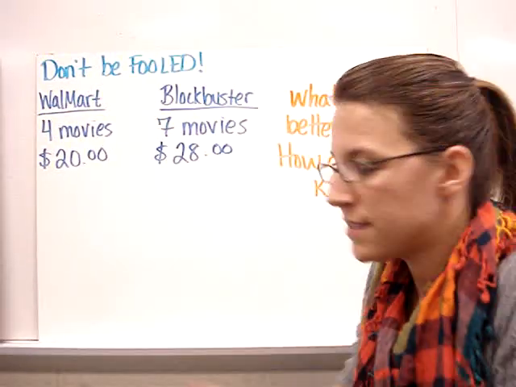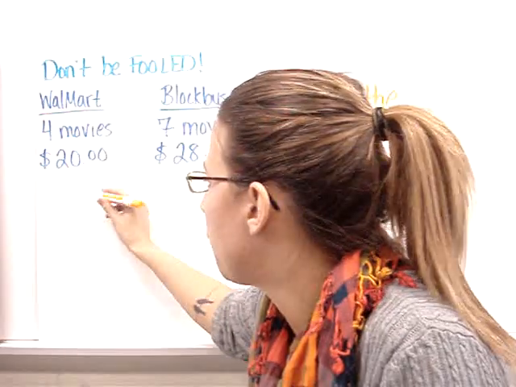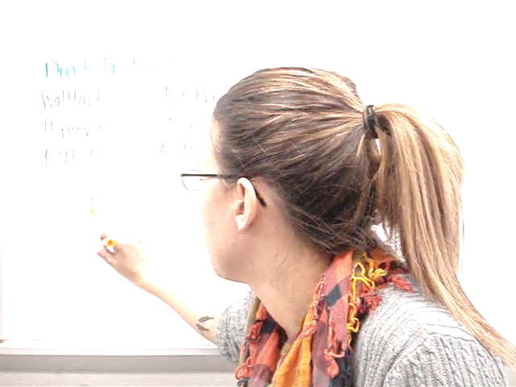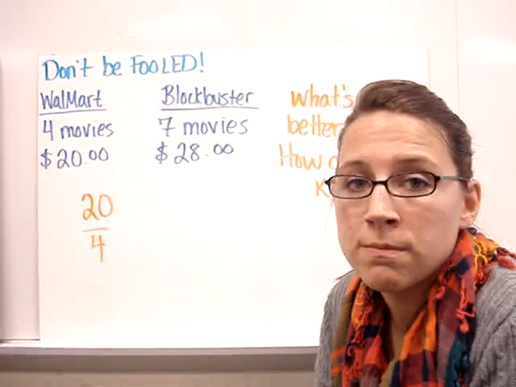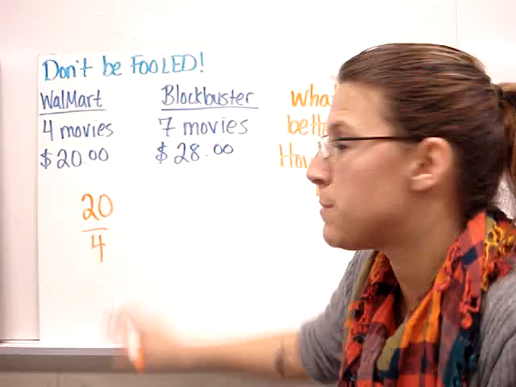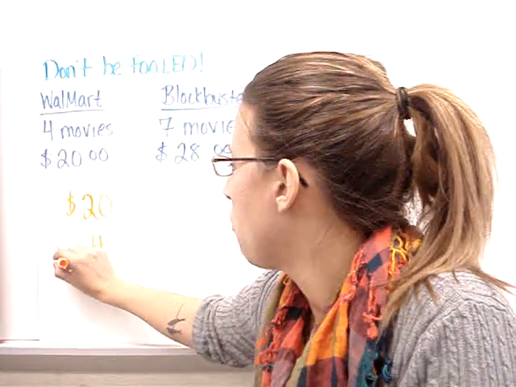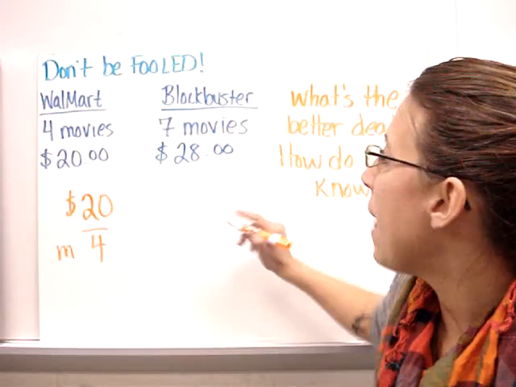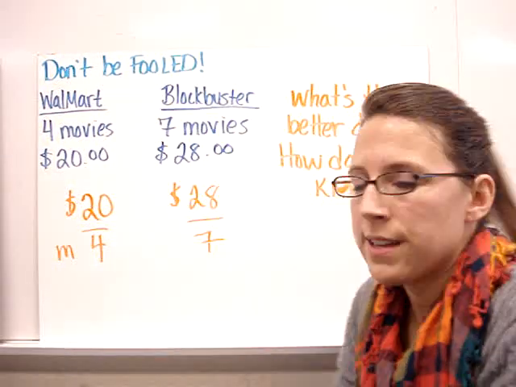Well, let's set up a ratio. At Walmart, it's $20 for 4 movies. I just made a ratio, right? I could also consider this a division problem, because a ratio is 2 units being compared by division. This is $20, 4 movies. At Blockbuster, it's $28 for 7 movies.